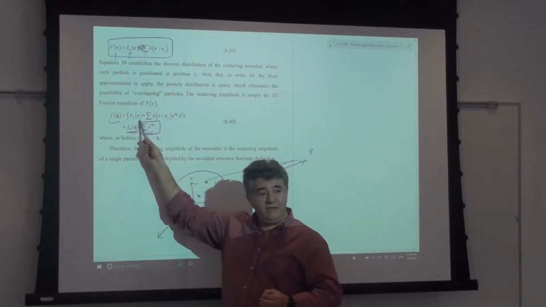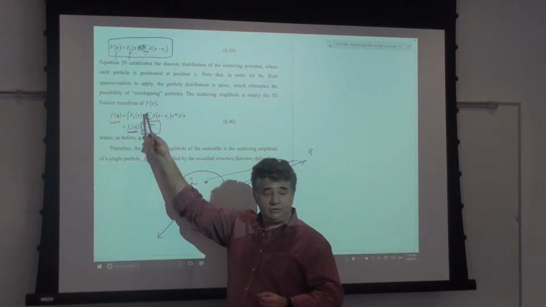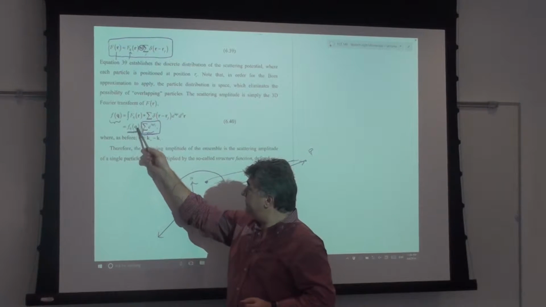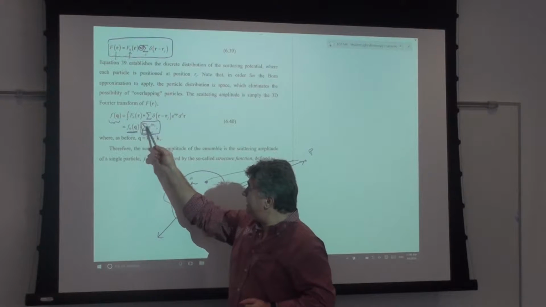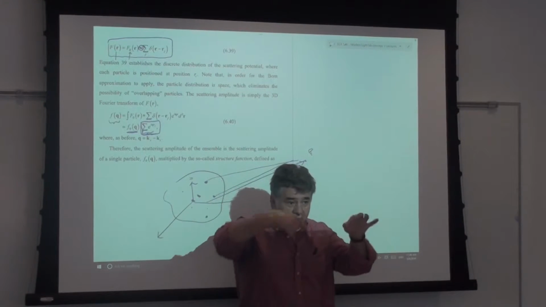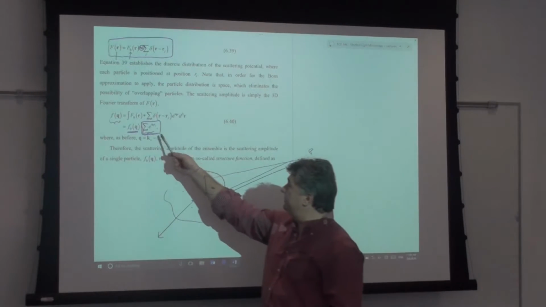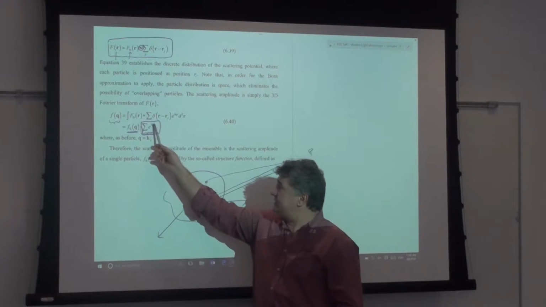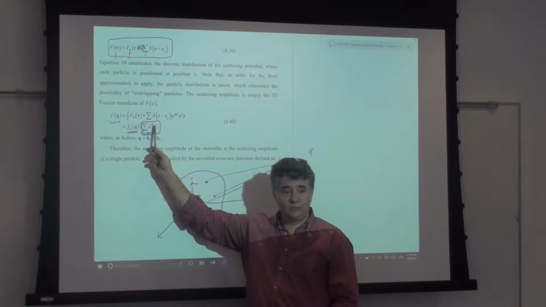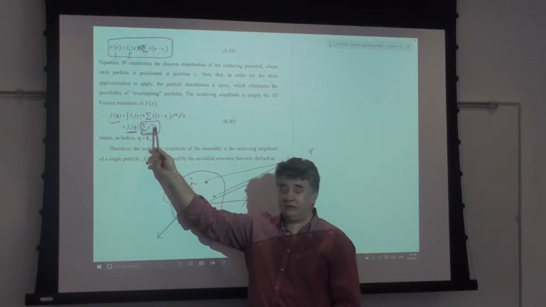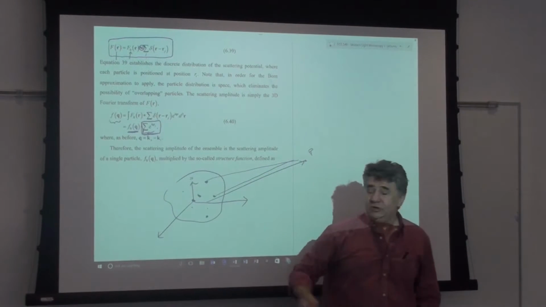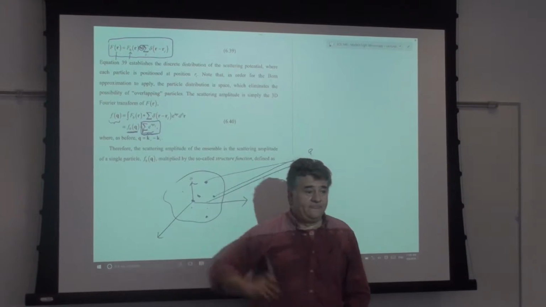You can think of this as an envelope. This is the scattering amplitude of one particle. And then it's structured by the superposition of all these waves coming from each particle. So essentially, the lattice information, if you like, in crystallography is in this structure function. Not so much in here.